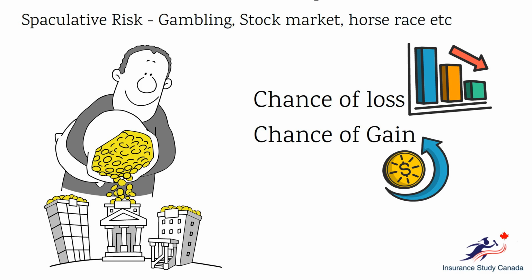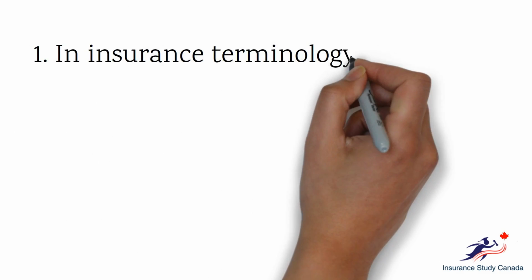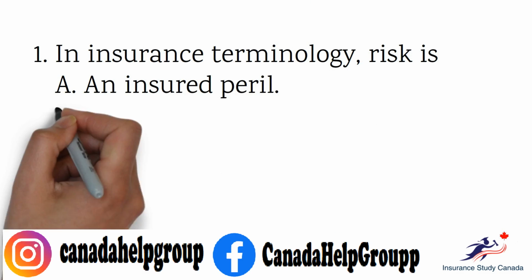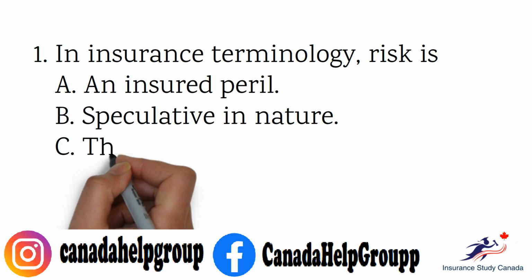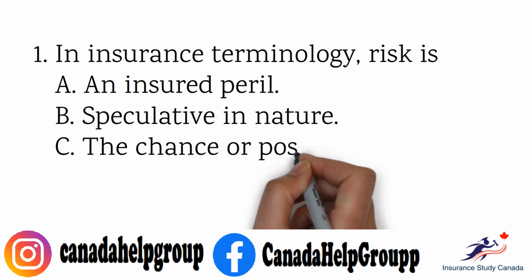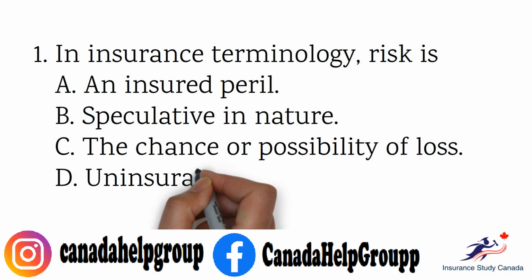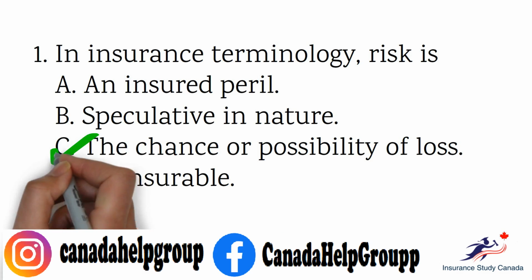So now let's discuss possible MCQs on what we have learned so far. Try to answer these questions by yourself, then check if you're right or wrong. Our first question is on insurance terminology. Risk is dash. Option A, insured peril; B, speculative in nature; C, chance or possibility of loss; D, uninsurable. Answer is C, the chance or possibility of loss.